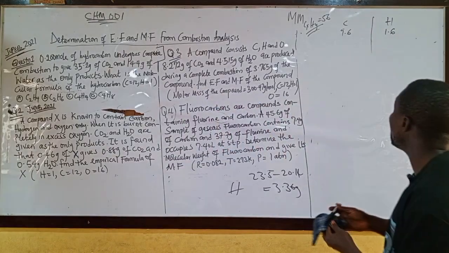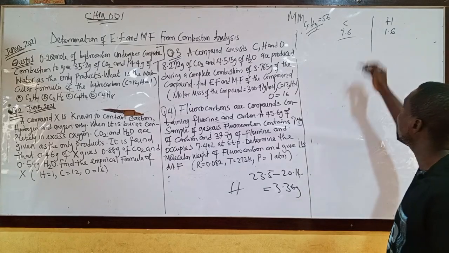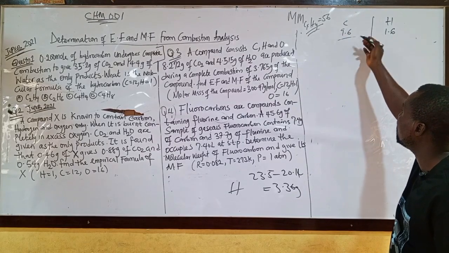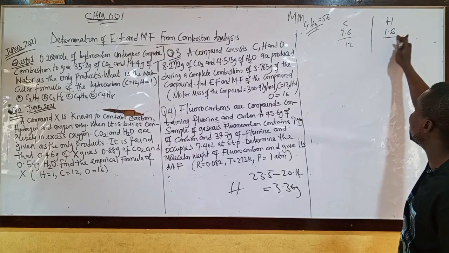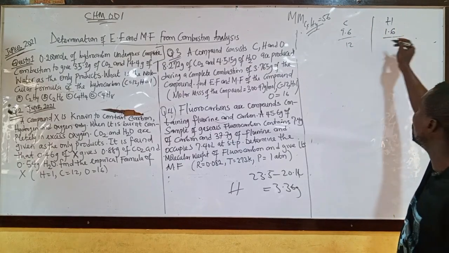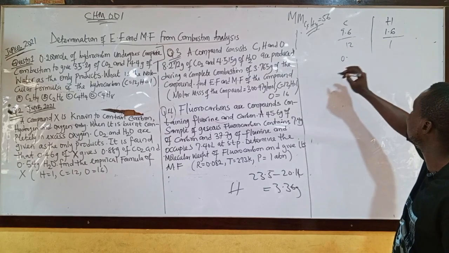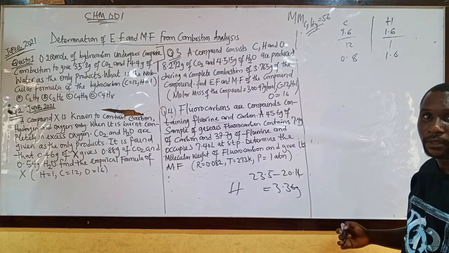Then what do we do from here? Find the atomic mass ratio. That means carbon, mass of carbon, which is 9.6, divided by the mass number of carbon, 12. Hydrogen, mass of hydrogen 1.6, divided by the mass number of hydrogen, 1. Then this one will give you 0.8. This one will give you 1.6.